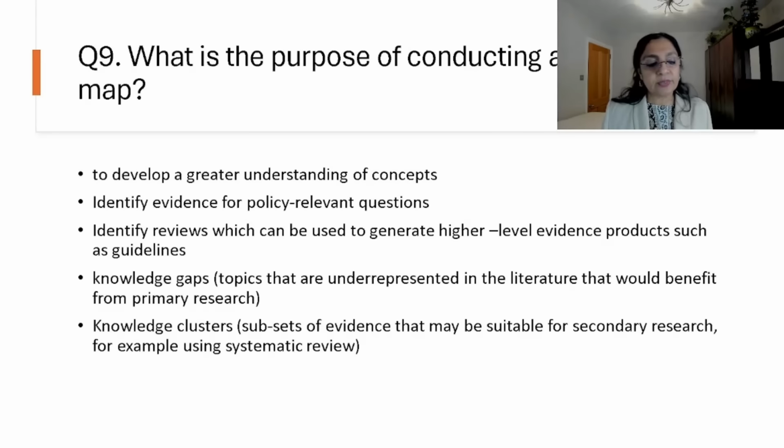in the literature that would benefit from primary research, and also to identify knowledge clusters, that is subsets of evidence that may be suitable for secondary research, for example using systematic review. So knowledge clusters, that is like a two-stage process, like first we map and then we can identify the cluster for synthesis. So these are some of the purposes of conducting a systematic map.